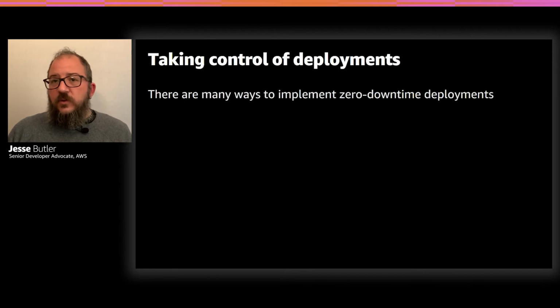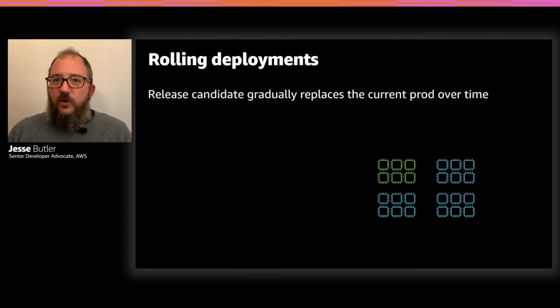We can start with a rolling update, which is what we were just talking about. The concept is just what we said: over time, the release candidate replaces the current release, and eventually you arrive at a place where your whole infrastructure is running the new version. It's already been tested and it's ready to go. This doesn't give you too much rollback capability, and there's not a lot of automation.